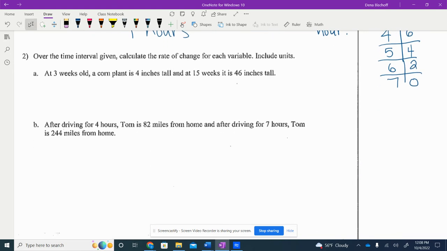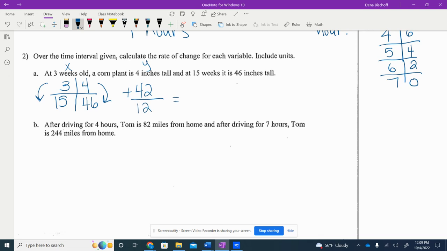All right, over the time interval given, calculate the rate of change for each variable and include units. So remember, time is X. This is height, or Y. So when my plant is 3 weeks old, it's 4 inches tall. When my plant is 15 weeks old, it's 46 inches tall. This should look so much like the problem you had on the back of your test yesterday. I made it extra credit. What's my change in Y? Yeah, plus 42. What's my change in X?